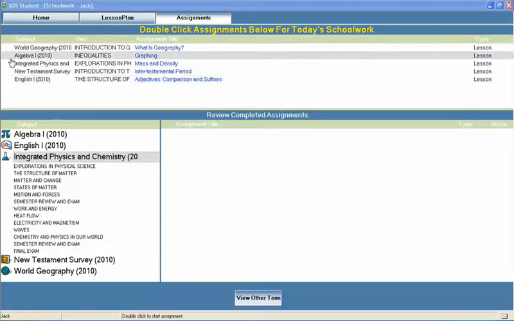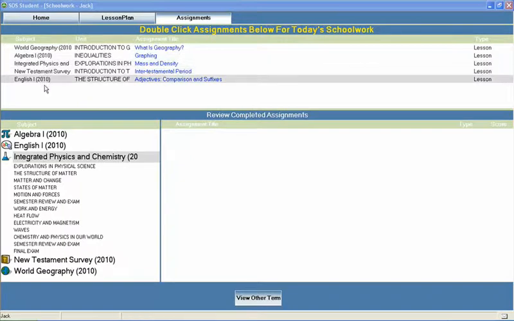Welcome to Switched On Schoolhouse, a CD-ROM-based homeschool curriculum from Alpha Omega Publications.